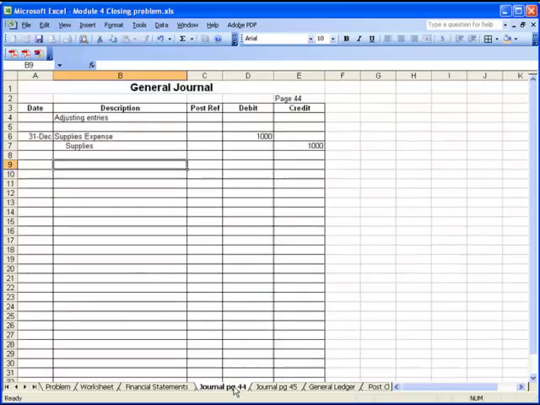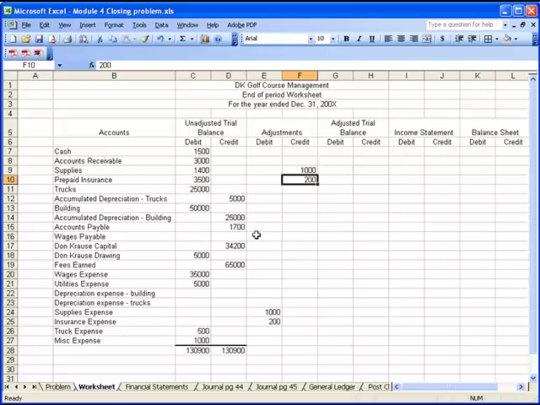and I can show that in my general journal here, insurance expense, $200, prepaid insurance, $200. So I've basically accomplished the same thing in my real journal, which I'm going to have to do anyway, sometime enter these journal entries, and on the worksheet.